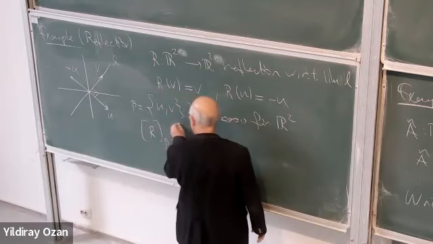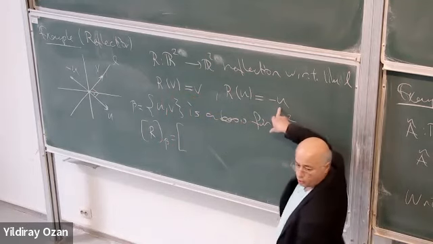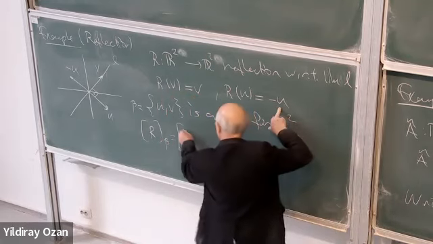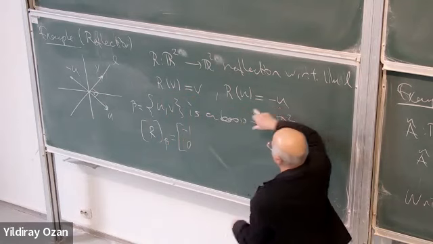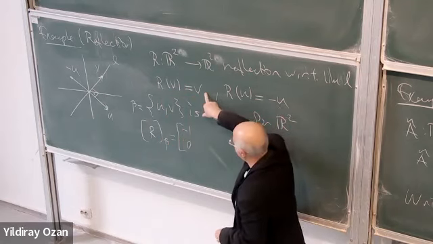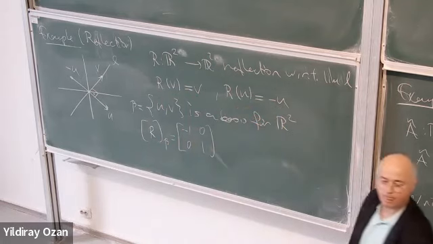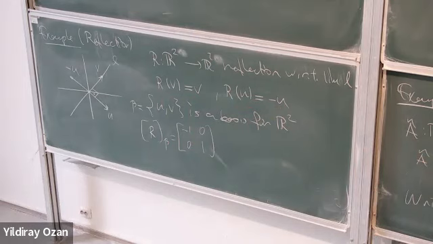If you want, we can write the matrix representation of this R in this space. U is mapped to minus U. So it is minus 1, 0. And V is mapped to 0, 1. It is this one. Right?